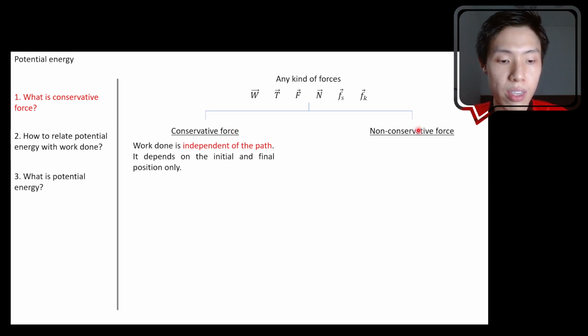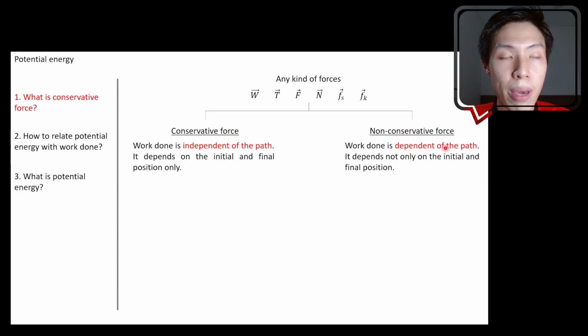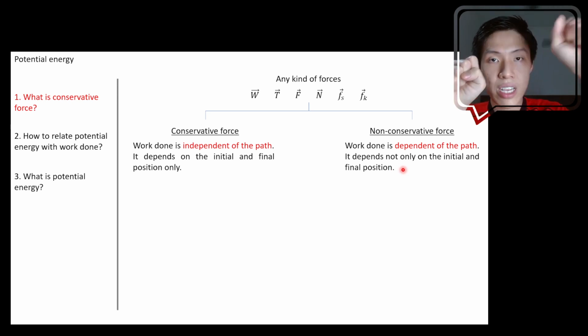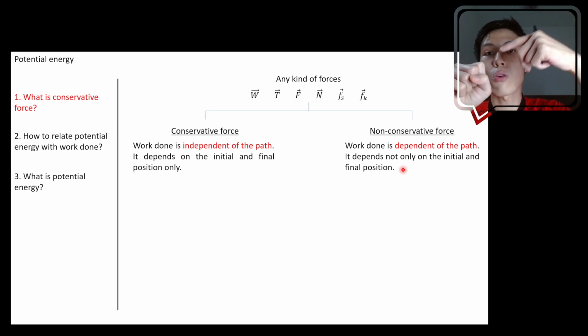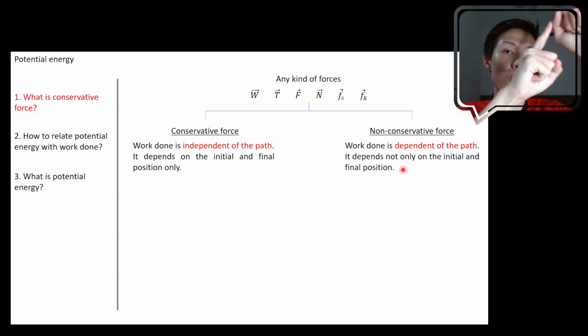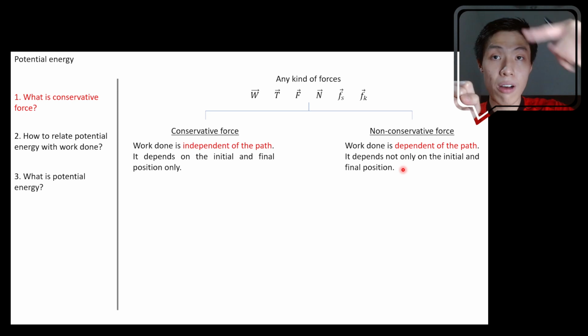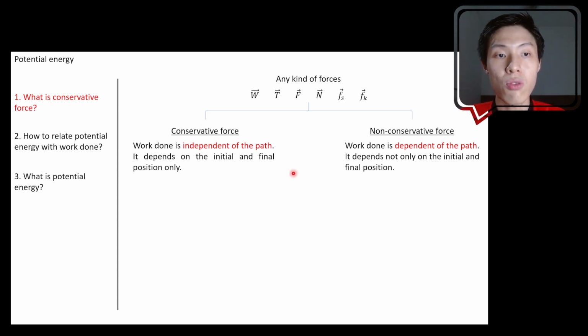For non-conservative force, the work done is dependent on the path. So it depends not only on the initial and final position. You have an earlier position and a later position, but for non-conservative forces, the work done is dependent on the path. So we also need to know how you get from the initial position to the final position. What is the path in between? That is important to calculate work done for non-conservative force.